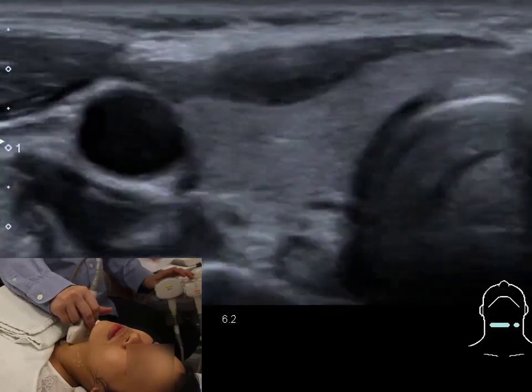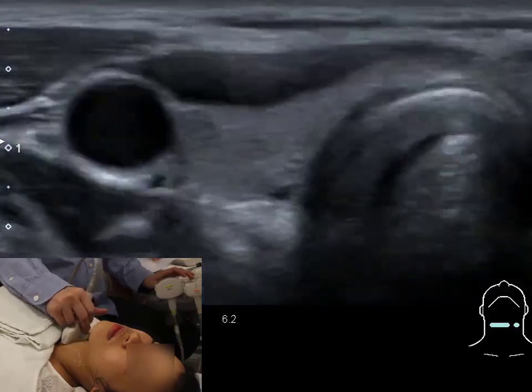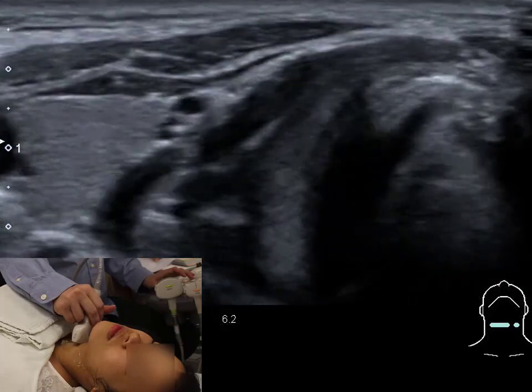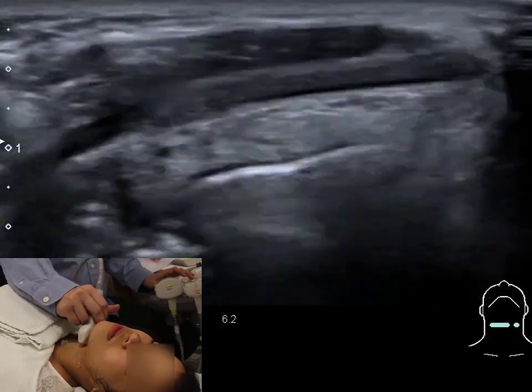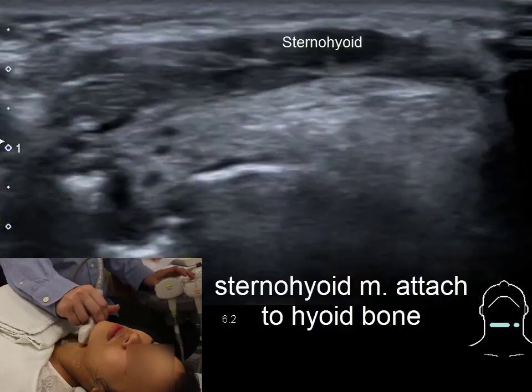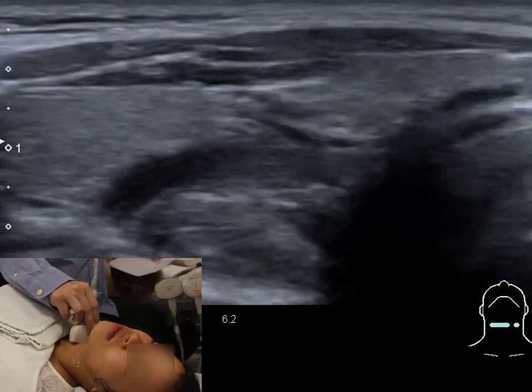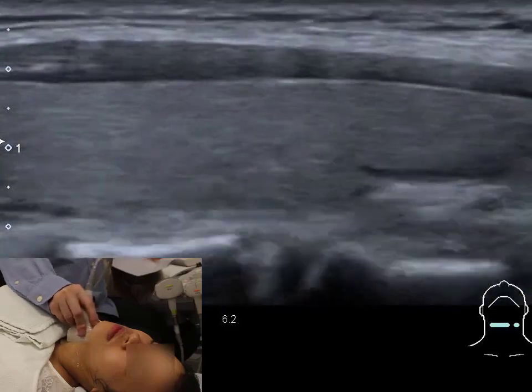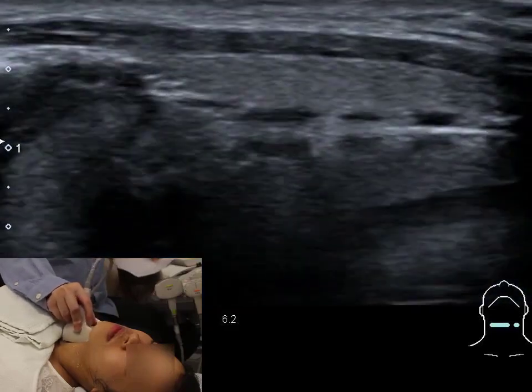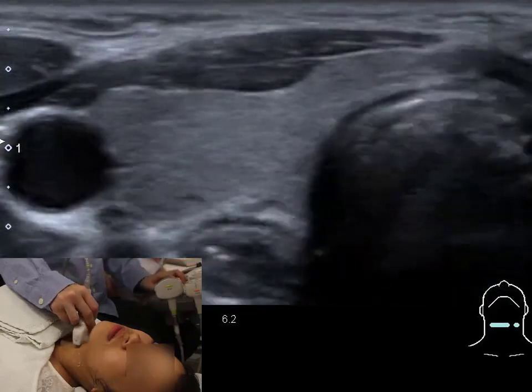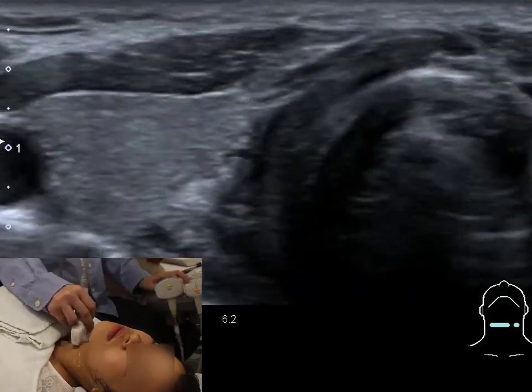So sternohyoid, when you move down, it attaches to the sternum and then goes up and up. It will end at the hyoid bone like this. So this is the sternohyoid muscle. Go up and down and then try to do the transverse view. So you can see it travels up and down, and these are longitudinal muscles.